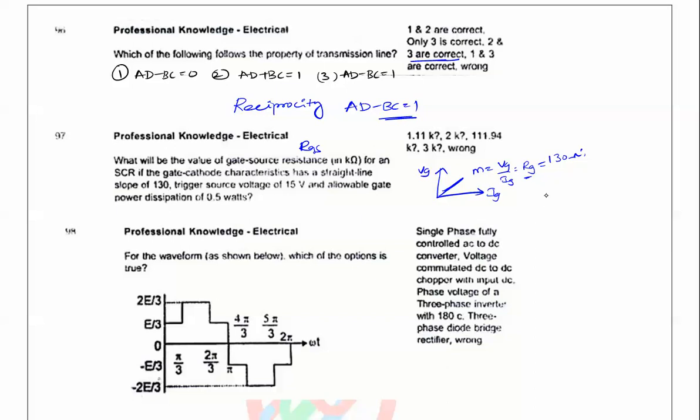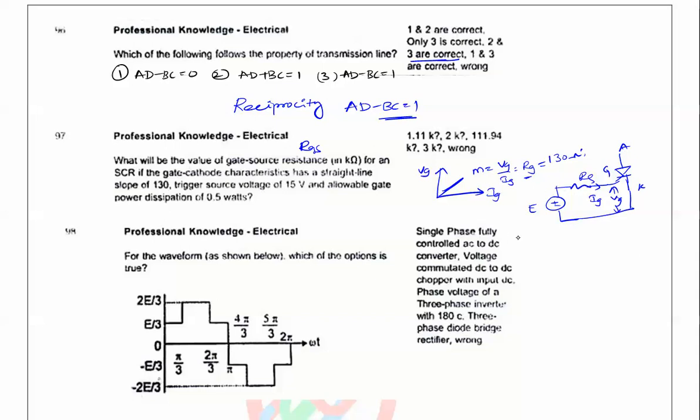And triggering voltage of source. So here we have a source voltage E, we have resistance RS, and a thyristor connected like this. So here we have VG as a voltage and IG as a gate current flowing, anode, cathode, gate here. This is characteristics. Now the allowable power dissipation is 0.5 watts. Then what we need to find? We need to find the source resistance or gate to source resistance here.